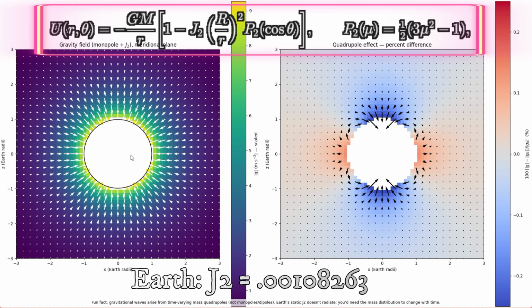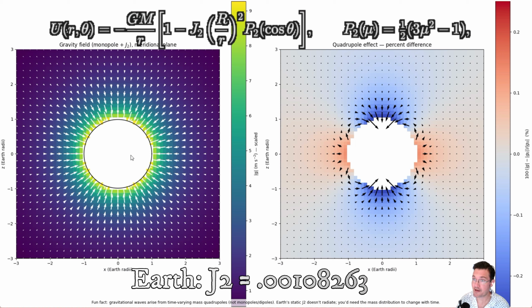And at the top I have the gravity potential equation, and you can see it's the same with the exception now it's 1 minus J2 all this stuff. So if you were to just use the point source, it would just be negative GM over R. But now we have this J2 term, and that J2 term is tiny, like 0.1%. If you get rid of the monopole moment, this is the remaining gravity field.